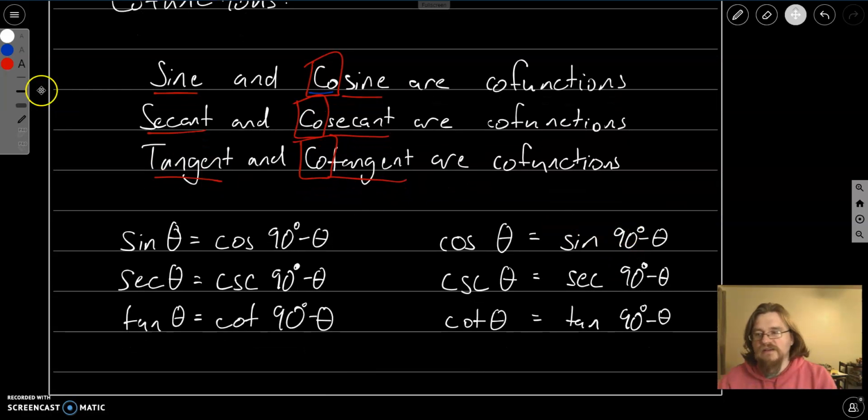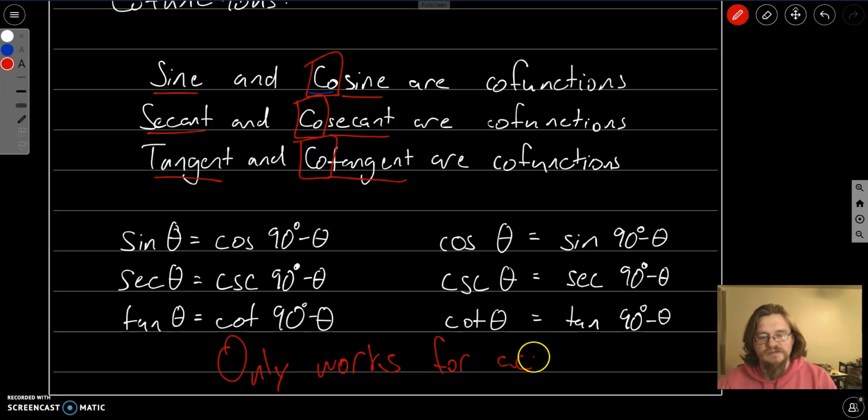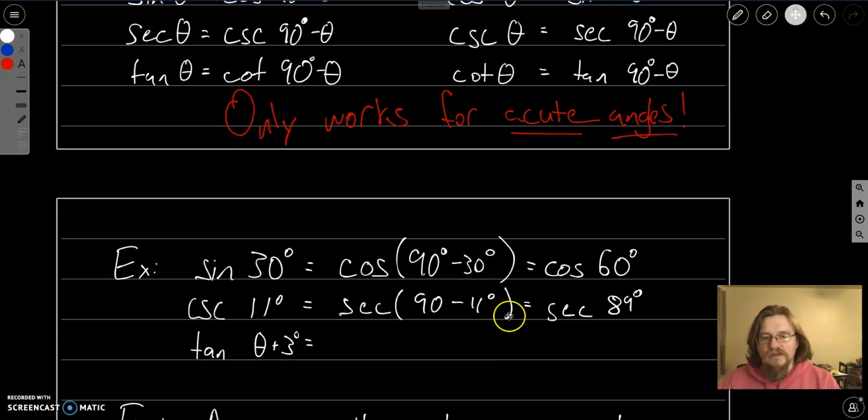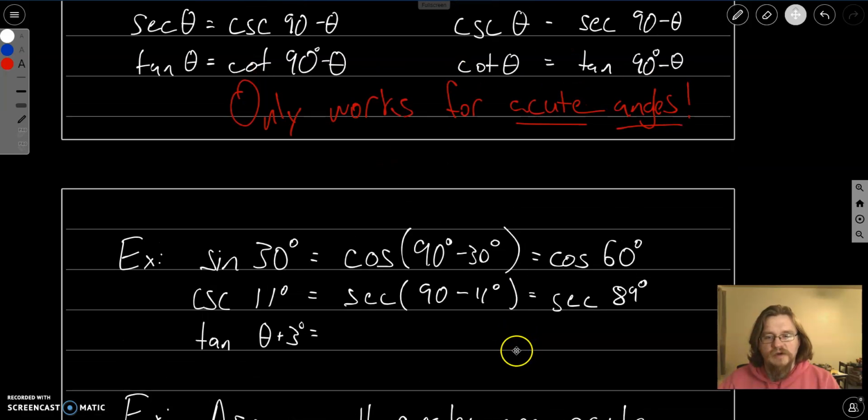One big thing that I didn't necessarily mention last time is that this only works for acute angles. Oops. So again, we have to make sure that the angles that we're plugging in are going to be acute angles. We don't want to plug in angles that are bigger than 90 degrees or smaller than 0. So this is something that I really want to stress, because we can get some really odd things popping out.